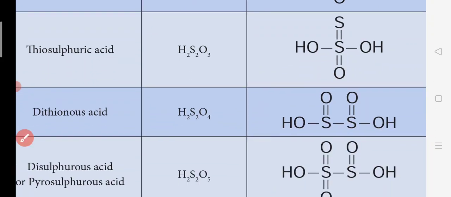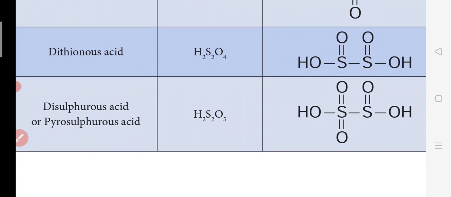Next is dithionous acid. So thiosulfuric acid and dithionous acid, what is the difference? One oxygen is different. If you learn them as pairs like this, you will remember easily. Dithionous acid is very simple. With two sulfurs, you put double bond O, OH, double bond O, OH, and if you count, the number of atoms is fully satisfied. Next is disulfurous acid or pyrosulfurous acid. Now you have to add one more oxygen to dithionous acid. So H2S2O5.